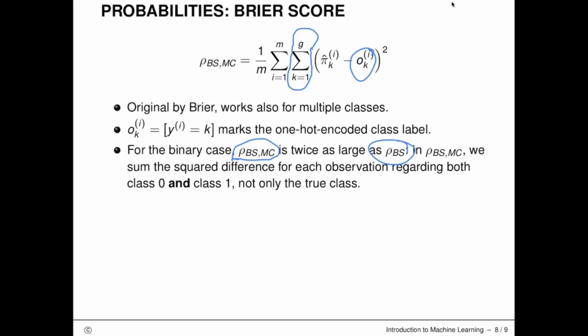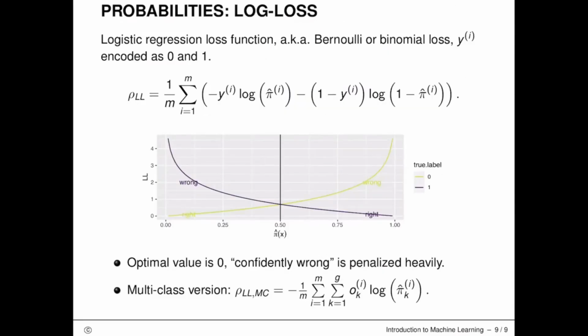Another measure for evaluating a classifier based on probabilities is the log loss, also known as Bernoulli or binomial loss. And you already know this one. So we have just the y times log pi plus 1 minus y times log of 1 minus pi. And then the minus goes into that sum as well.